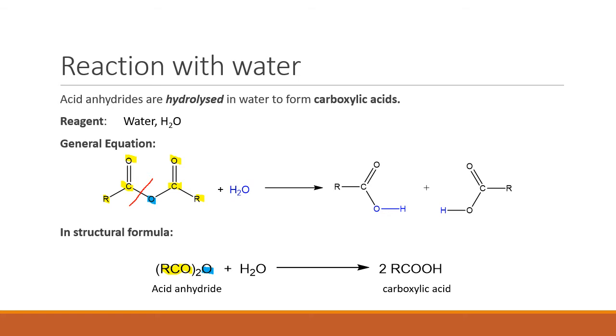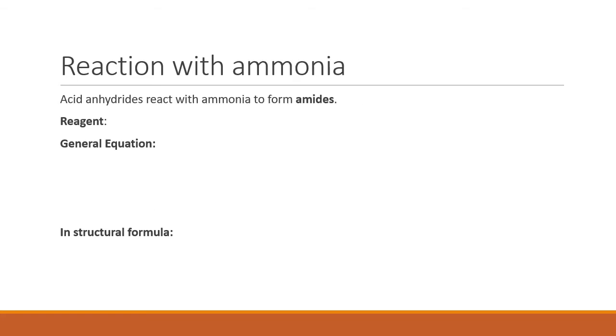And this is our acid anhydride and this is our carboxylic acid. Let's move on and have a look at the reaction with ammonia. When we react with ammonia, we're going to form amides. If you have forgotten what an amide is, it might be worth going back and having a look at the structure of amides at the front of carboxylic acids in our study packs. We're going to react with ammonia, so unsurprisingly again our reagent is just going to be ammonia.